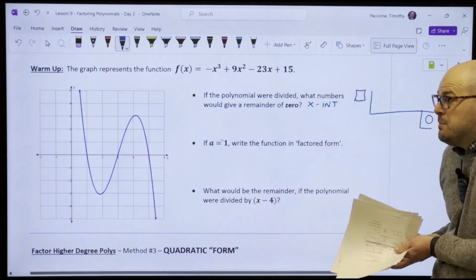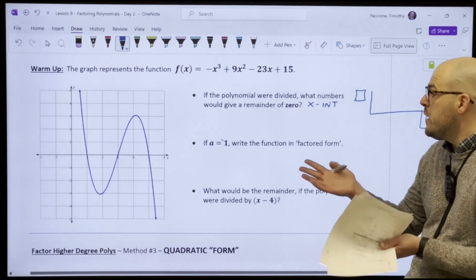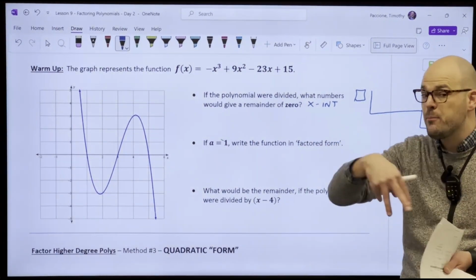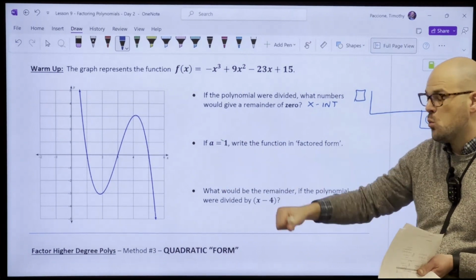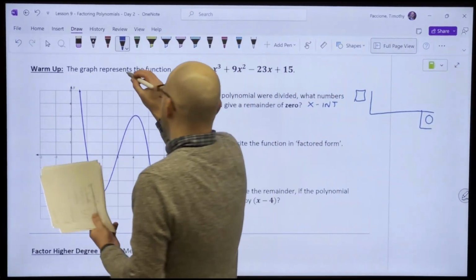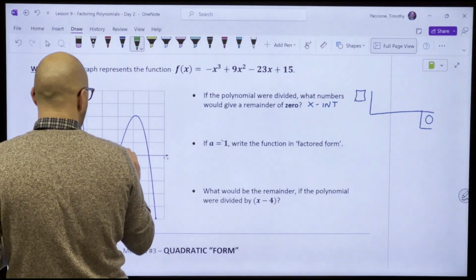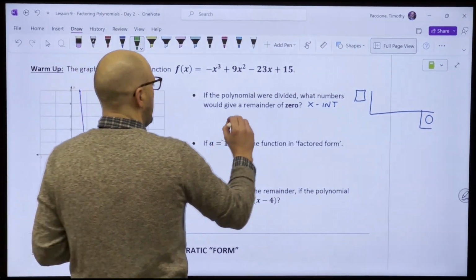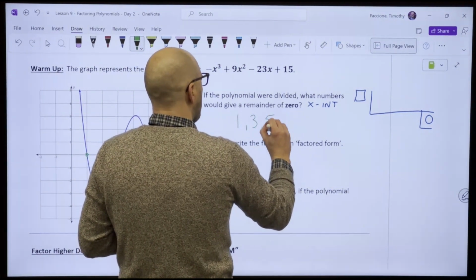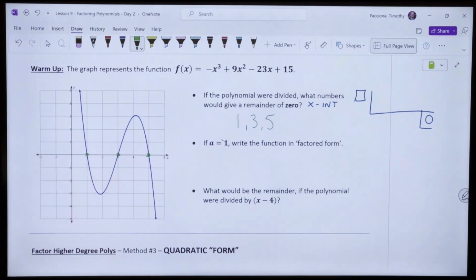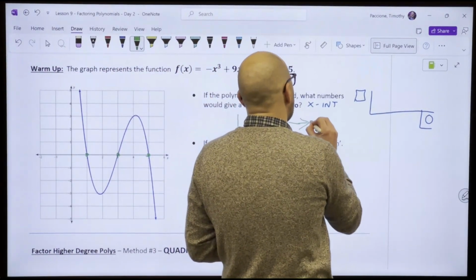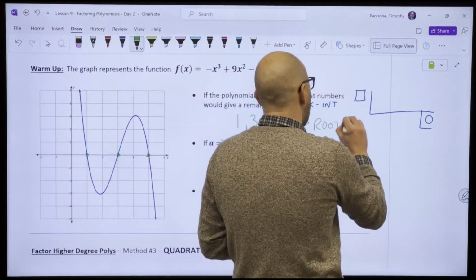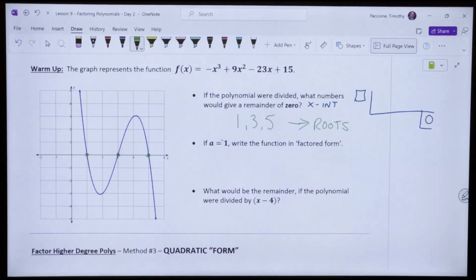Okay? So with that knowledge in mind, we know that the three numbers that would happen for are our three x-intercepts, which are what? Yep. So it would be 1, 3, and 5. Right? And if they're x-intercepts and they have a remainder of 0, that also makes them, starts with an R, roots. And why is it important to recognize that? Because roots can turn into what? Factors, right? And when we start finding factors, we're starting to find factored form.